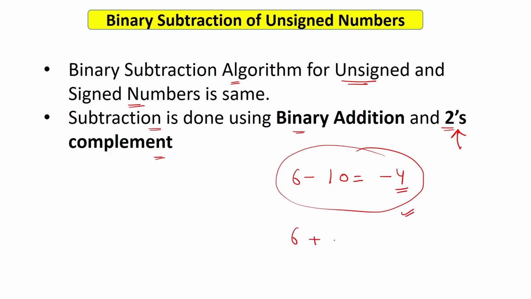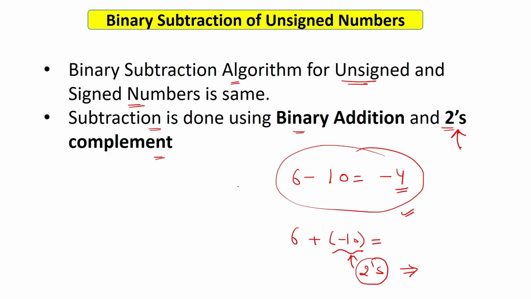This is actually done something like this: 6 minus 10, just for your understanding. This minus 10 is represented in something like 2's complement, and after that your further operation works. So for that we should know how 2's complement is actually done in your modern computer.